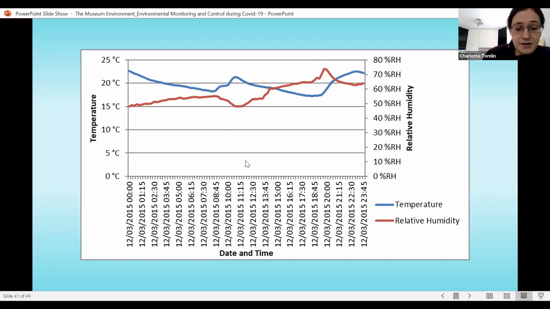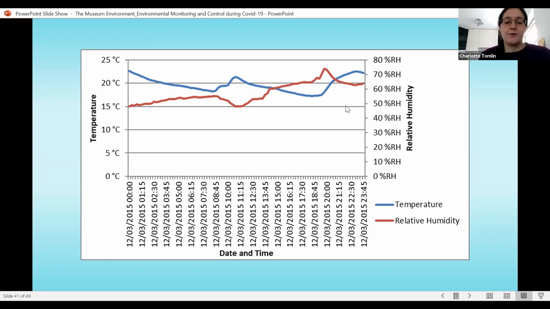So I know that the room in question had heating on at specific times of the day, and I am able to correlate the increase in temperature for these two peaks with the start of the heating in this building. So what we're seeing here is an environment that is very much dictated to by the heating system. So that's important when you're looking at your graphs.